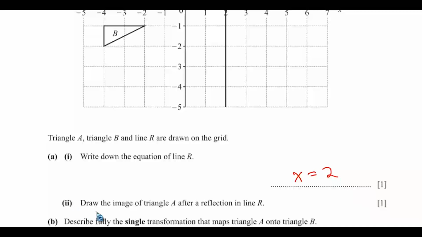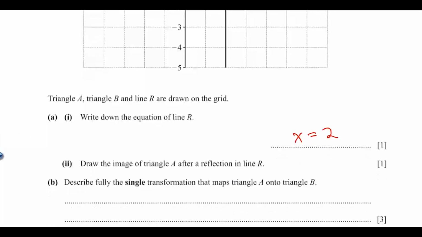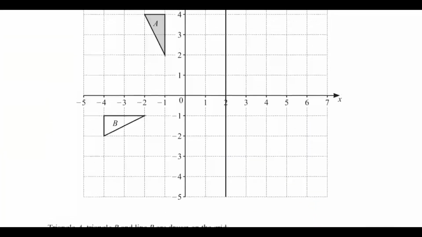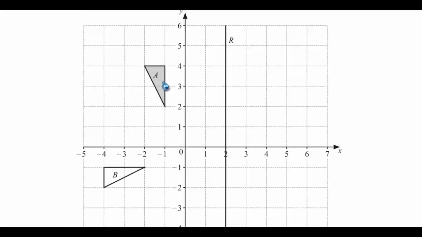Roman numeral 2: draw the image of triangle A after a reflection in line R. Line R is the mirror line or line of symmetry, so we are going to draw the image of triangle A through it. This is triangle A. As best practice, it's good to always name the points, so I'll name these P, Q, and T, because we already have R here. To reflect this, we count each of these points to the mirror line and reflect it to the other side.